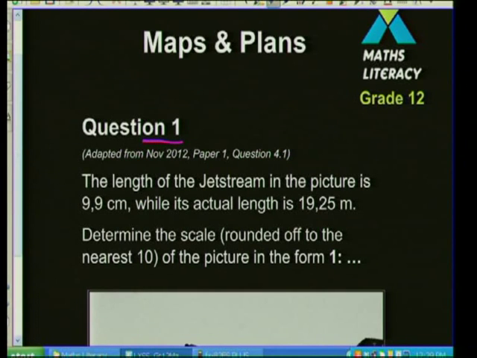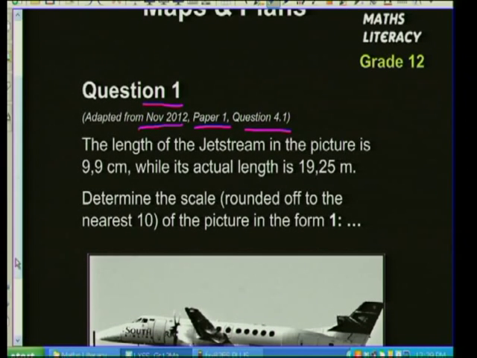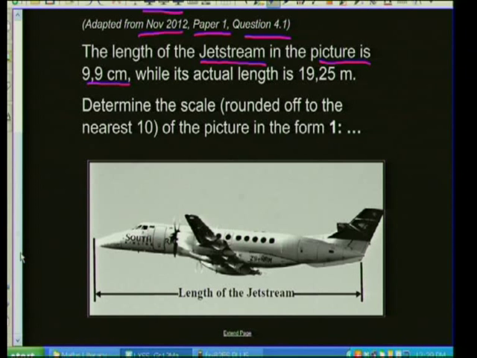But I tell you what, the best way to actually do this is keep that checklist, but let's go through some questions. So I'm going to start off today with question 1, and this has been adapted from the November 2012 paper 1, question 4.1. The length of a jet stream in the picture is 9.9 centimeters. So that's our picture here, and the length is 9.9 centimeters.